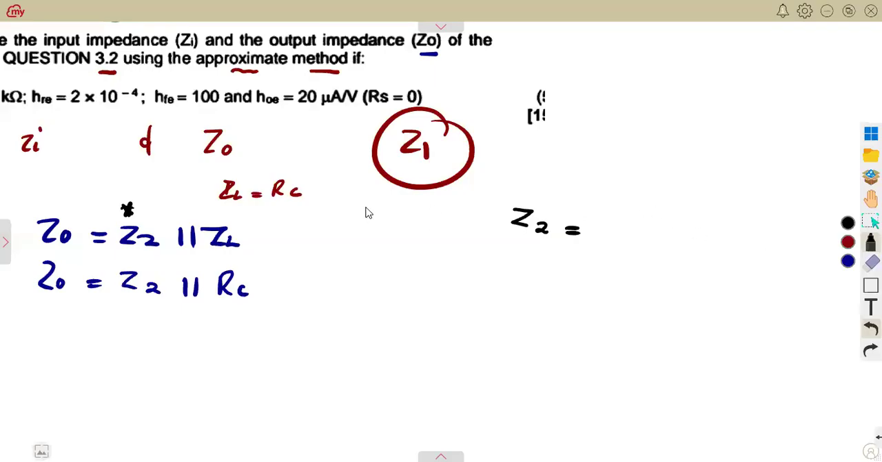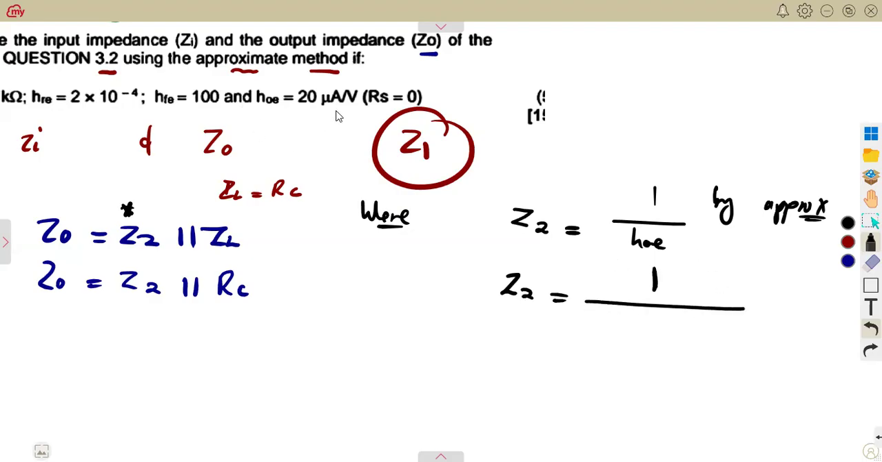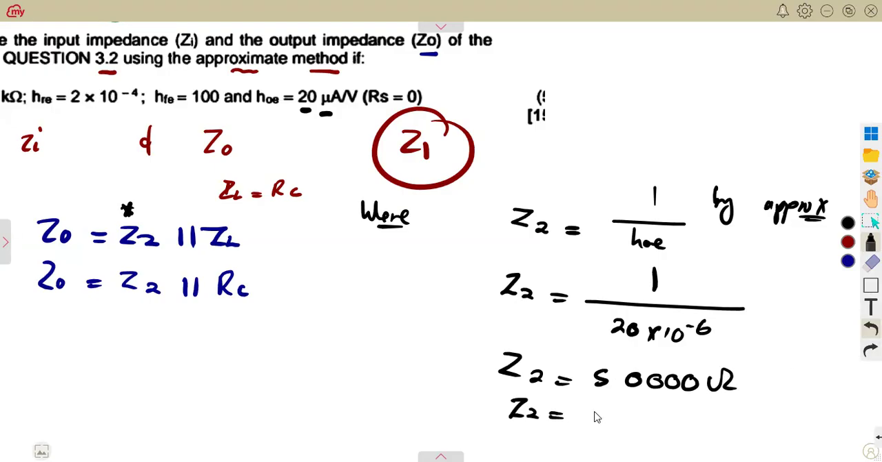So that is our approximation, where Z2 is 1 over HO, by approximation. So we are no longer calculating the Z2 the normal way that we are used to. We are just taking our HO, 20 micro, so that is 20 times 10 to the exponent of -6. That is going to give us the value of Z2, which is 50,000 ohms, where we are simply talking of 50 kilo ohms.